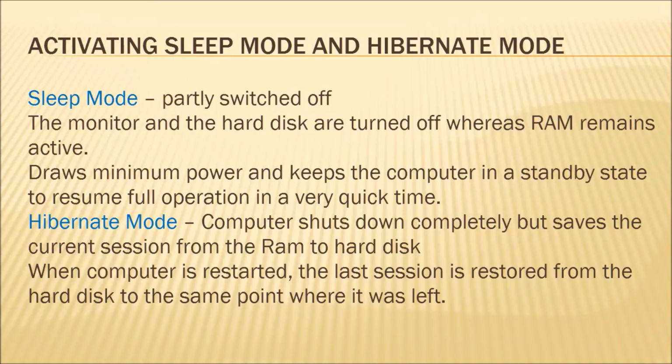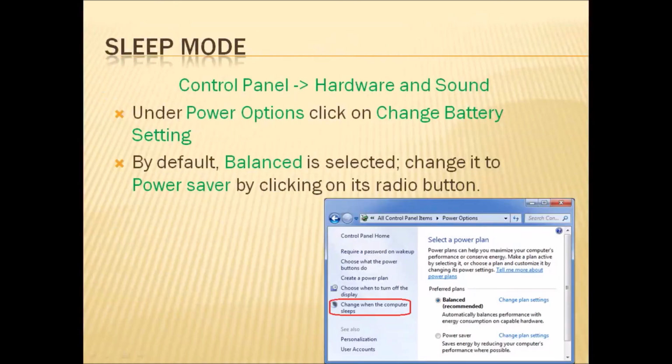Understood? This is the difference between sleep mode and hibernate mode. Sleep mode won't shut down the computer, but hibernate shuts down the computer by saving the work from the RAM to the hard disk. Next, to put your computer in sleep mode, go to control panel and then go to hardware and sound. Under power options, click change battery settings. By default, it will be balanced. You have to change to power saver setting.